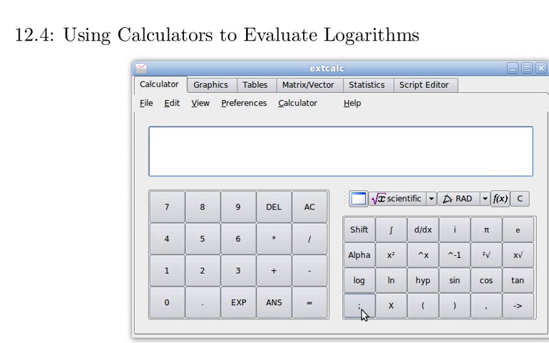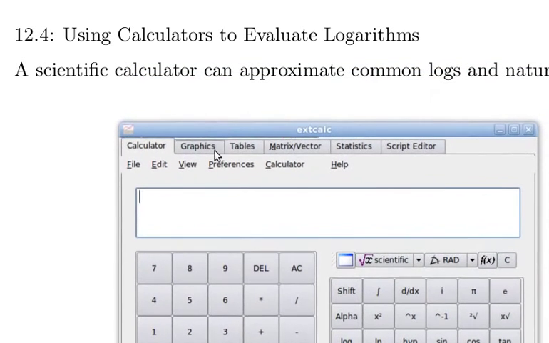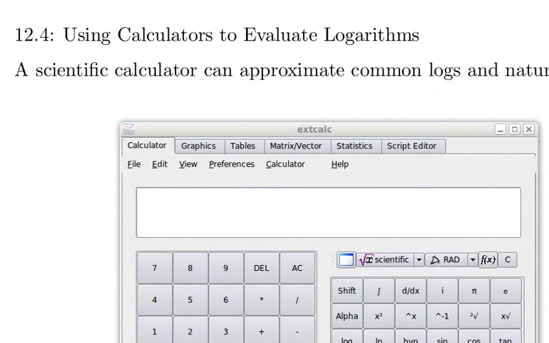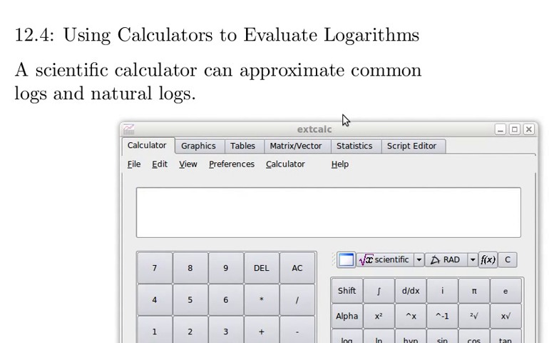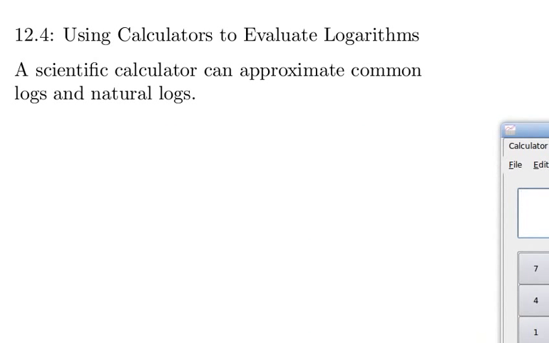So now that we have that disclaimer out of the way, let's go ahead and get started with this actual section. Now, the main thing here is that we need to know that a scientific calculator can approximate common logs and natural logs. So let's say, for example, let's get this out of the way just for now. We'll bring it back in just a second.